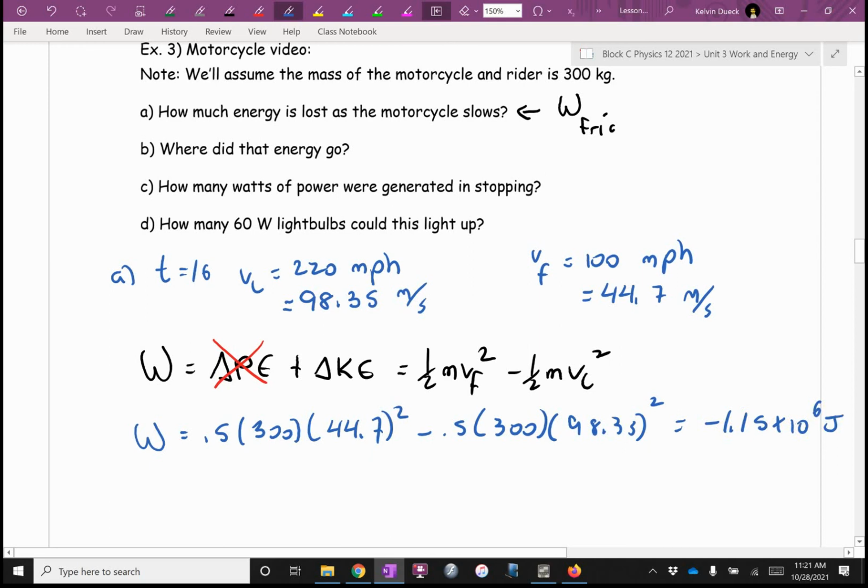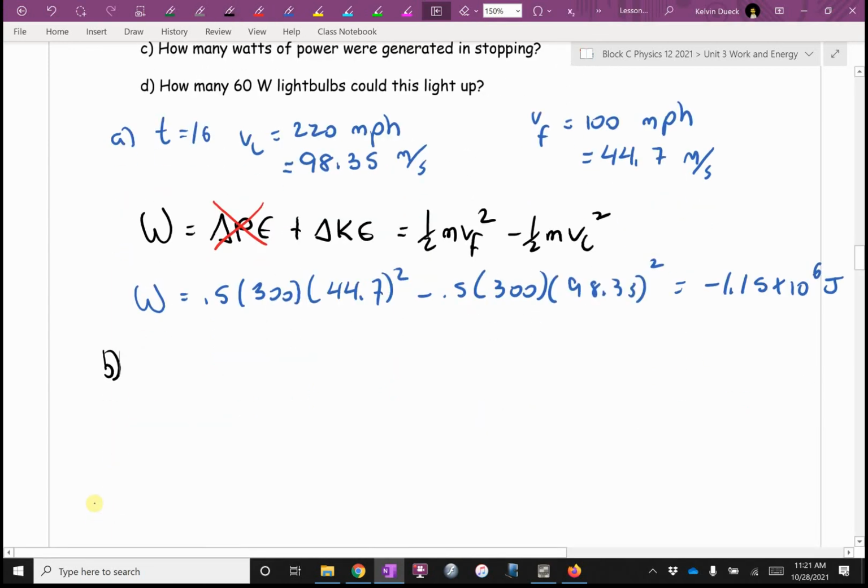Why negative? Yeah, and so again, this is not a vector negative. This is a scalar. The number is decreasing. The magnitude is decreasing, negative. But now for the remainder of the question, I'm going to chuck that negative. I'm going to ignore it. First of all, where'd that energy go? Heating up brakes.